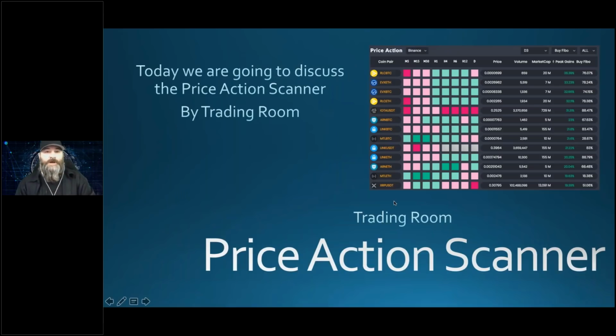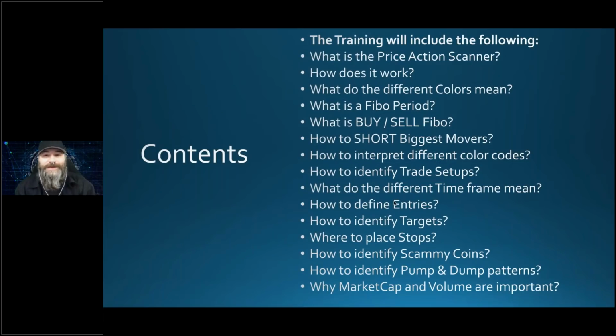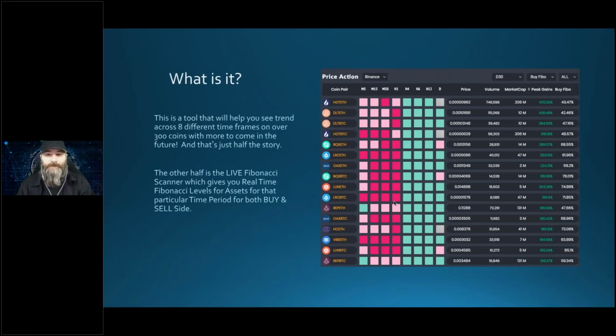All right, so here we are. We're going to talk about the price action scanner. It looks beautiful, doesn't it? During this, we're going to try to attack all of these modules, time permitting, and push through the list here. What is it? What does it do? What do the colors mean? What's a Fibo period, buy, sell? This is training, so we're going to take you through every step of this module.